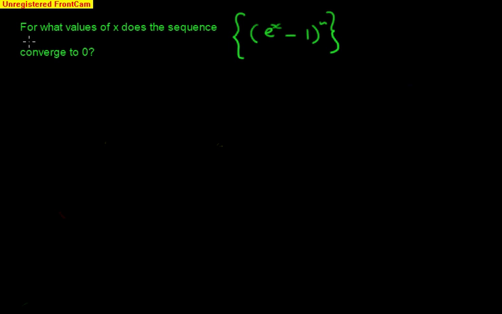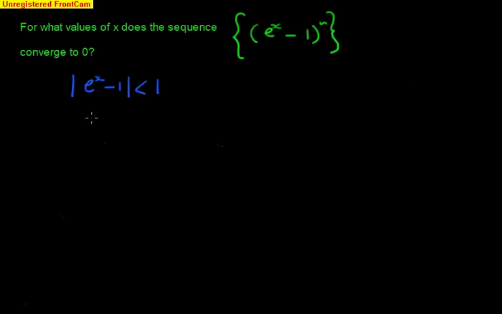Again, we have to find the values of x. The sequence converges to 0. The requirement for this sequence, which is a geometric sequence, to converge to 0 is that the absolute value of e to the x minus 1 is less than 1.